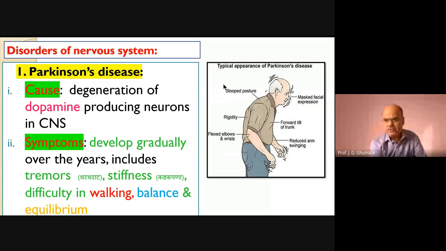Here I am showing the picture of an old age person showing the appearance of Parkinson's. Remember, character you can read it out. Symptoms will develop over years, and will include tremors in hands and leg, maybe stiffness, the body will become stiff, difficulty in walking and balance of body and equilibrium. These all are the Parkinson's disease symptoms, remember. Okay, picture I'm giving and you can guess how the Parkinson's disease looks. Alzheimer is different, remember.